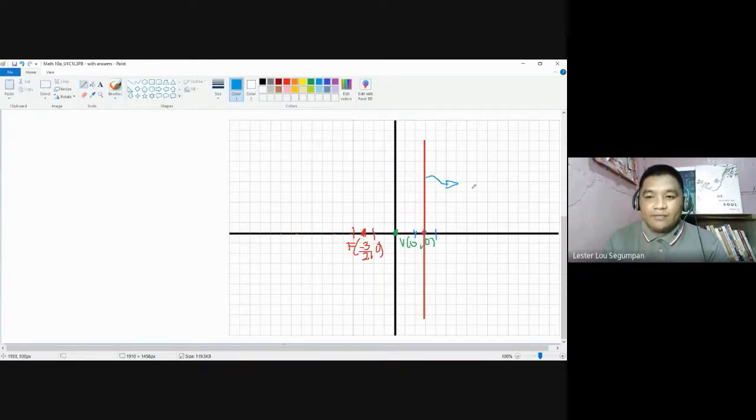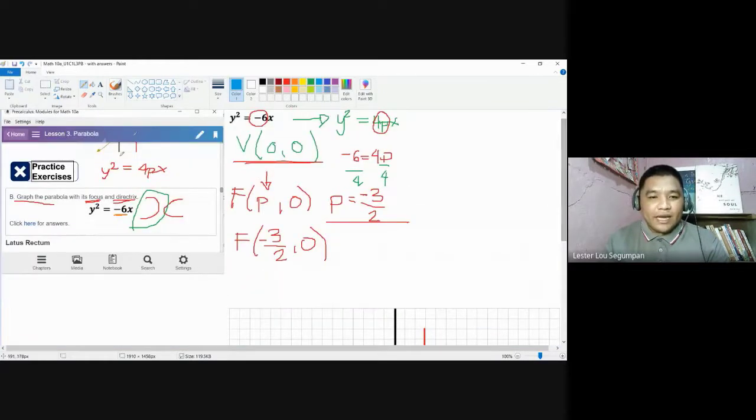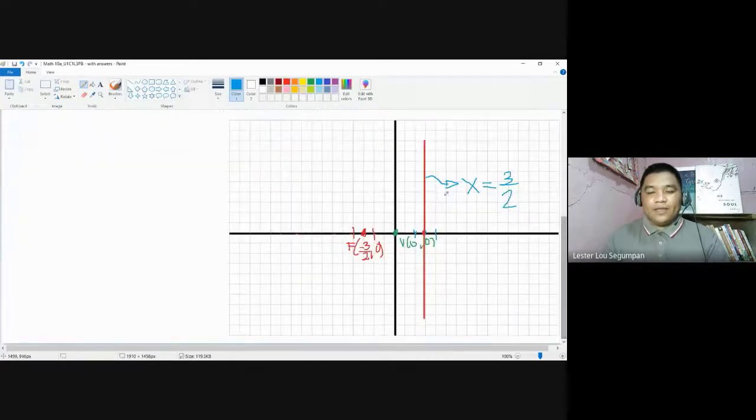Since it's a vertical line and it passes through x at 3 halves, the equation for this is x equals 3 halves. Mathematically, we can solve the directrix for this kind of standard form as x is equal to negative p. Since p is negative 3 halves, that's negative of negative 3 halves. And then the double negative property allows us to make the sign positive. x is equal to 3 halves. And this is our directrix.